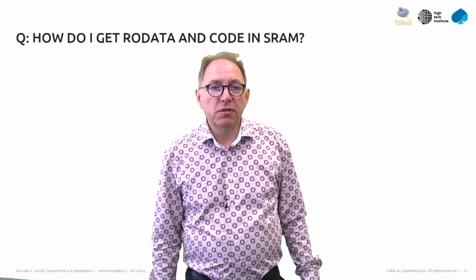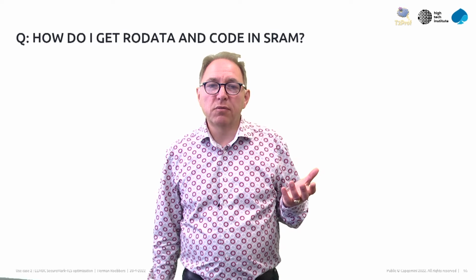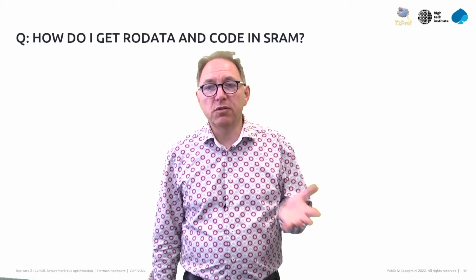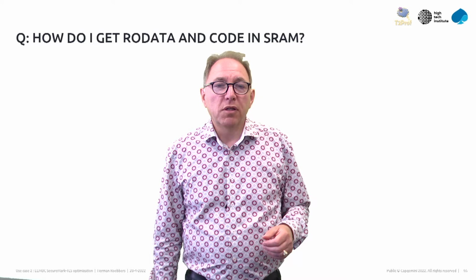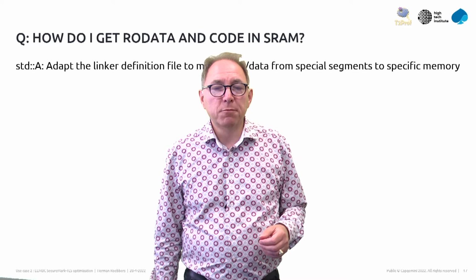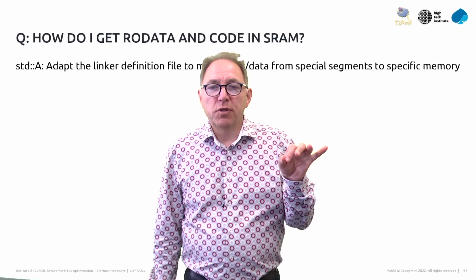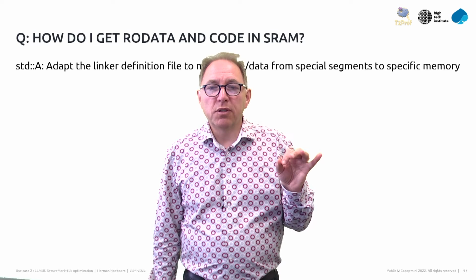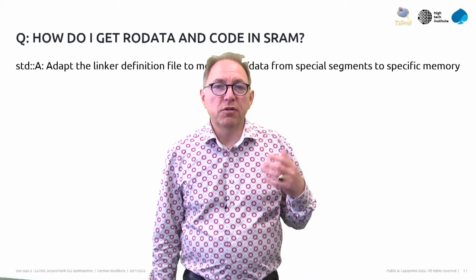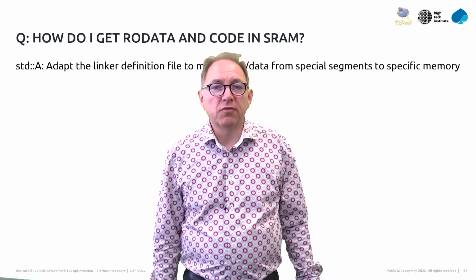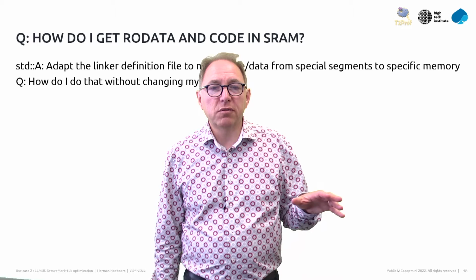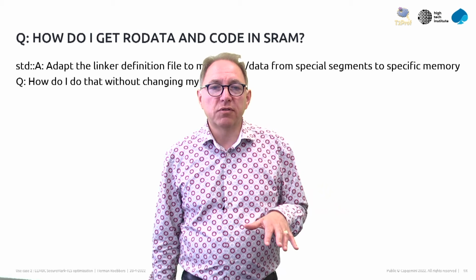Now the question, of course, is how do I get read-only data, which is normally in the flash, and code that is also normally in the flash, how do I get it into SRAM? That means that we have to modify the linker definition file and say, okay, this piece of code, this piece of data needs to be allocated in this area of memory. So we need to adapt the default linker file to add some data. And we can do this without actually changing the code itself.